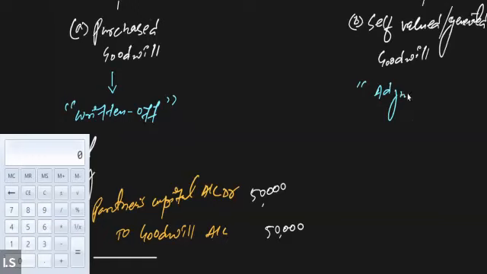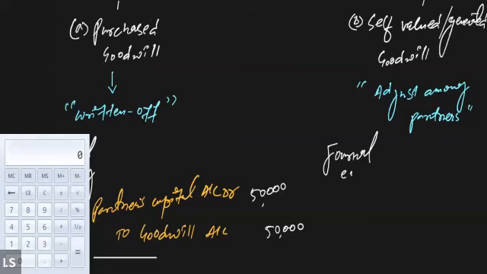Adjust among partners. It needed to be adjusted among the partners. In case of self-generated goodwill, now the question arises, sir, how do we adjust the self-generated goodwill? By passing the simple journal entry.